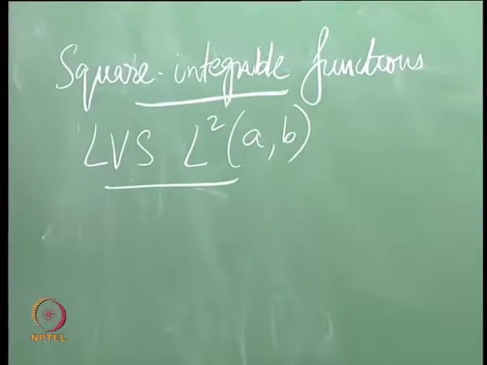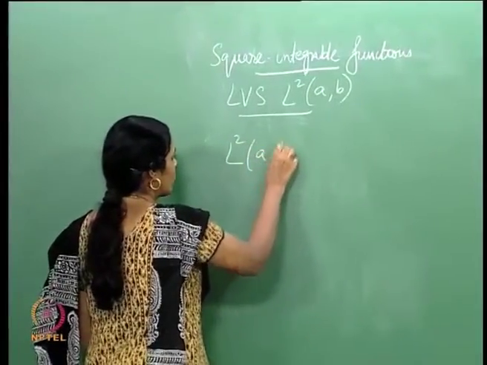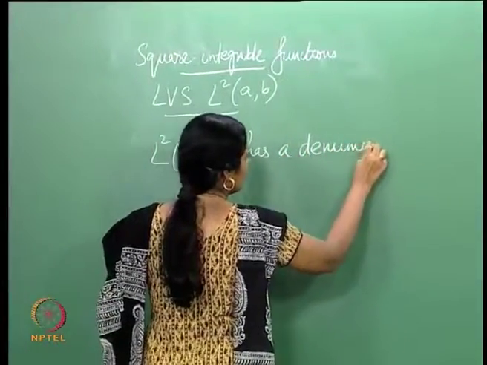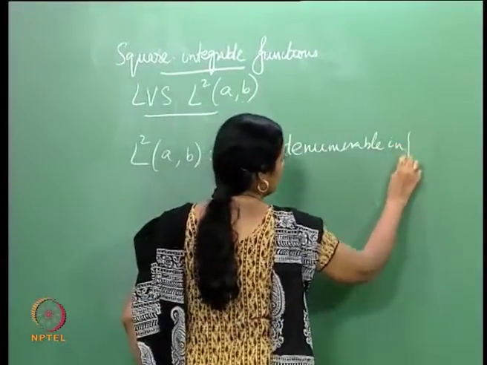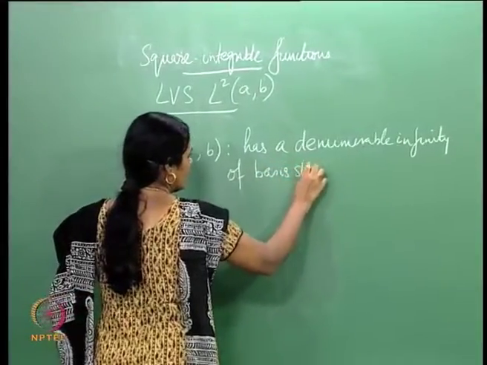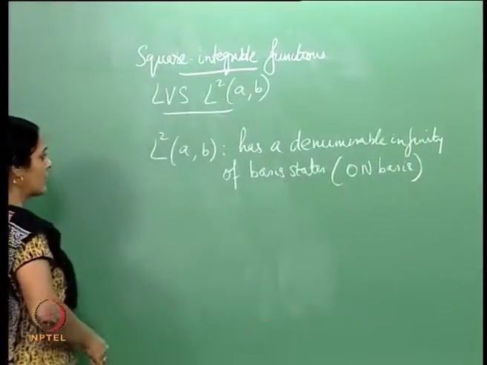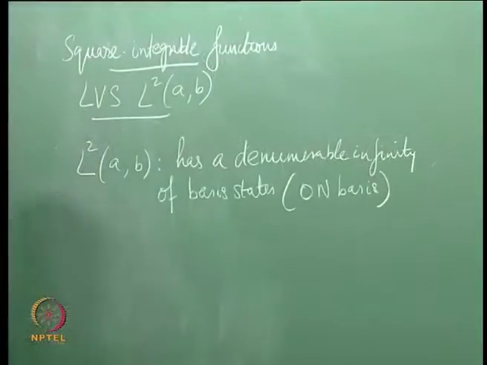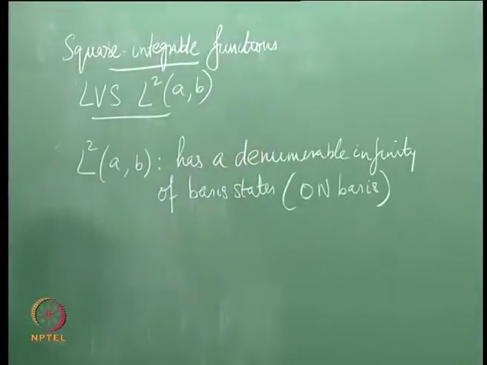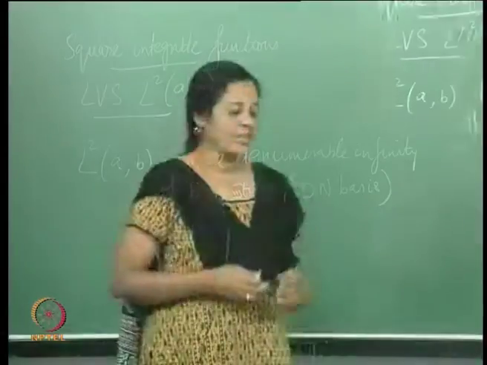L2 of a comma b is an example of a separable Hilbert space. So, that means that the space L2 of a comma b has a denumerable infinity, or a countable infinity, of basis states, and this could be an orthonormal basis. You can always make it an orthonormal basis. Since it is the space of functions, clearly the basis states are functions of x, and any arbitrary state in this linear vector space can be expanded in terms of these basis functions.